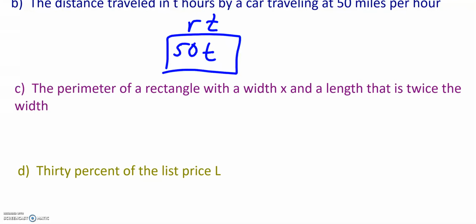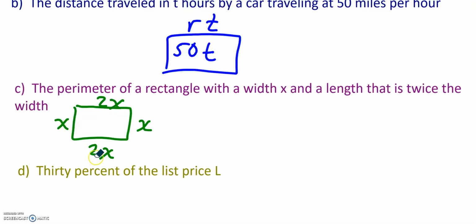The next one, part C, wants the perimeter of a rectangle with a width of x. I'm a very visual person, so let me draw a rectangle. It has a width of x. Remember, opposite sides are congruent, so we have x here. And it has a length that is twice the width. Twice to me means multiplication, so I would say that the length is 2x. So this one is also 2x.